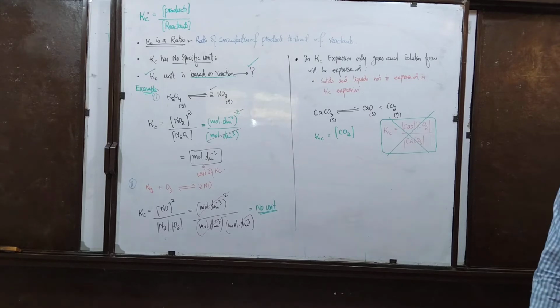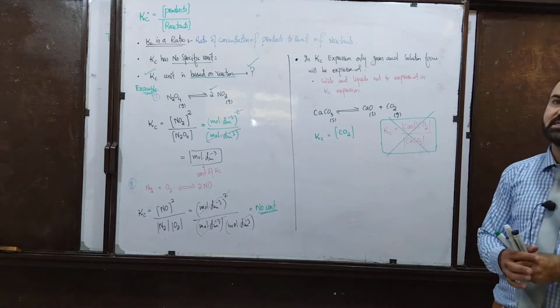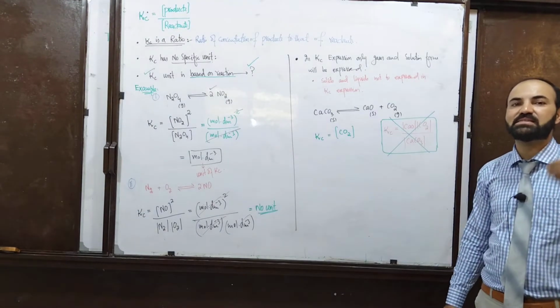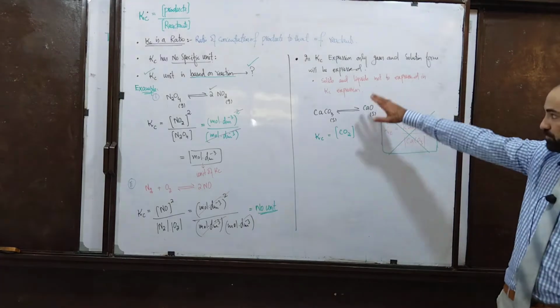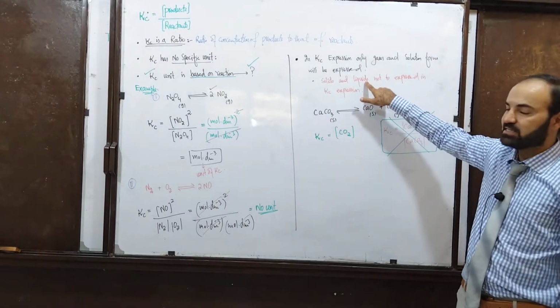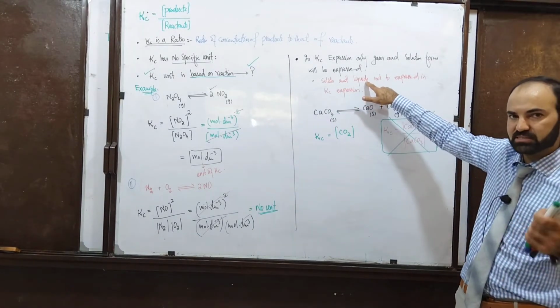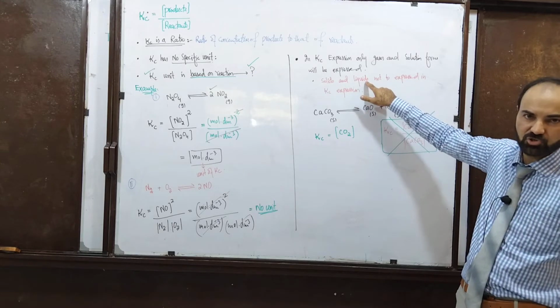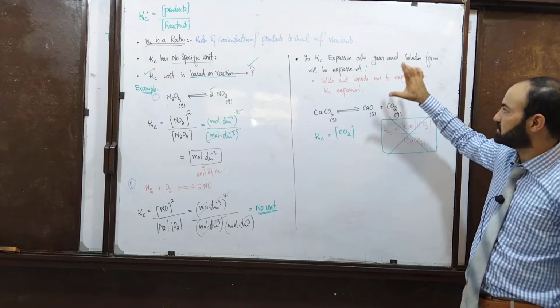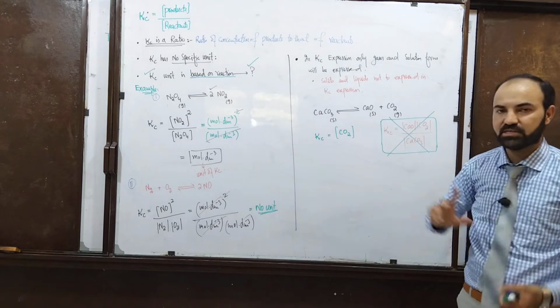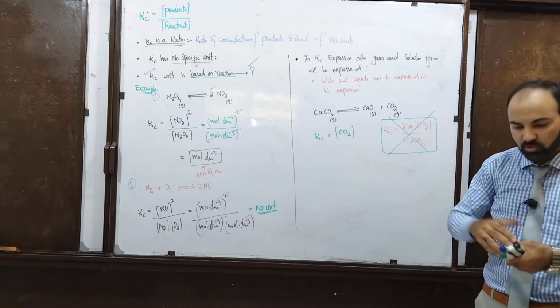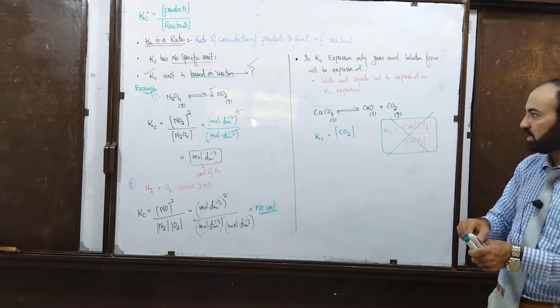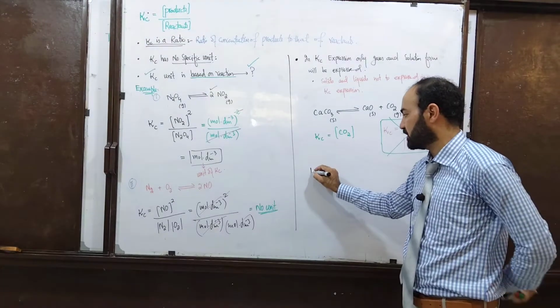Remember that, and liquids will not be mentioned. Why do we not mention the solids and liquids? Because their concentration is considered to be maintained constant. Look, the concentration of solids and liquids we are considering constant. That's why we will not express solids and liquids in the Kc expression. So only gases will be expressed, and also species in solution form.